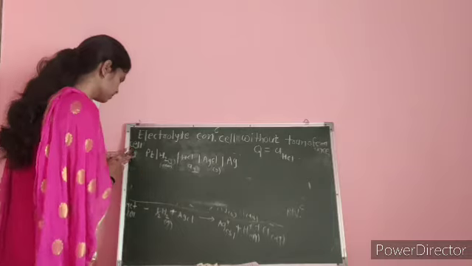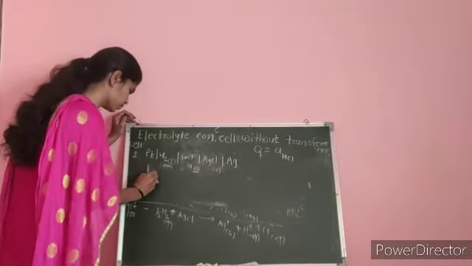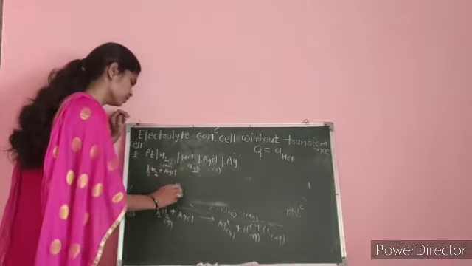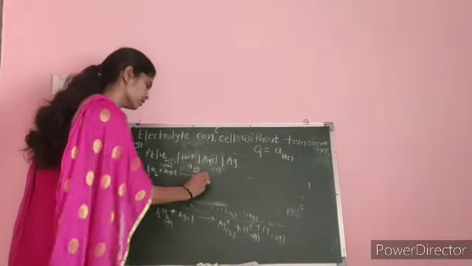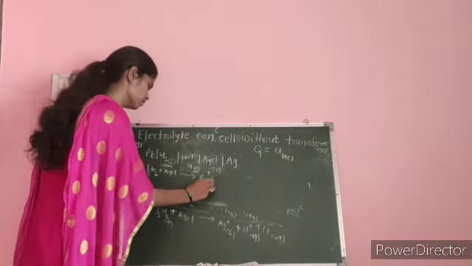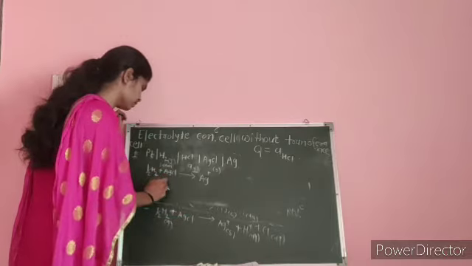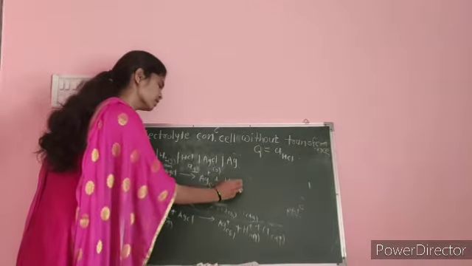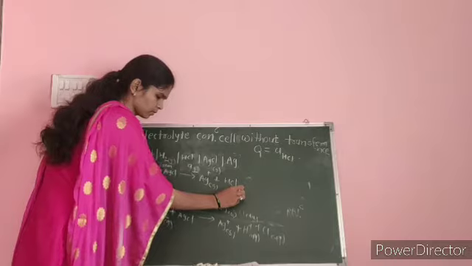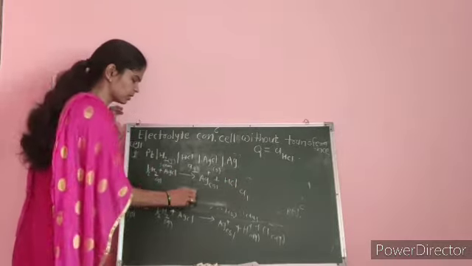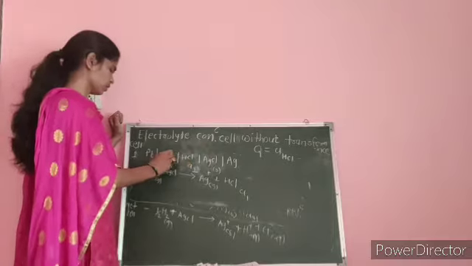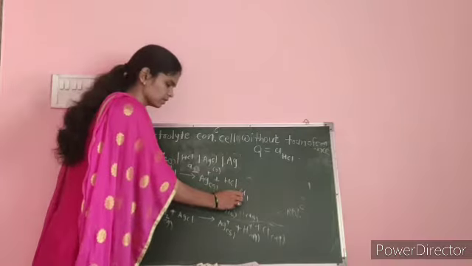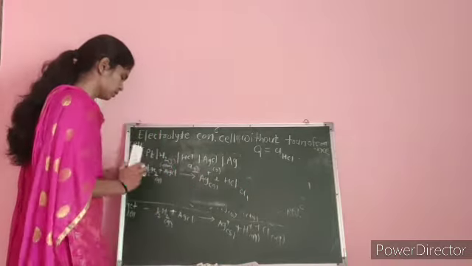Therefore the net cell reaction is 1/2 H2 gas plus AgCl gives Ag solid plus HCl with A1 concentration. Therefore we write HCl of A1 concentration.